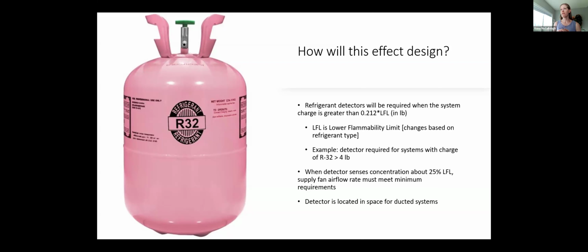So, for example, if you have an R32 refrigerant and your system has a charge of greater than 4 pounds, you are going to be required to have a refrigerant detector system. When the detector senses a concentration of 25% of the lower flammability limit, so this is the pounds of refrigerant that can escape, the supply fan airflow rate is going to kick on to meet the minimum requirement, and that requirement is based on the volume of the space.